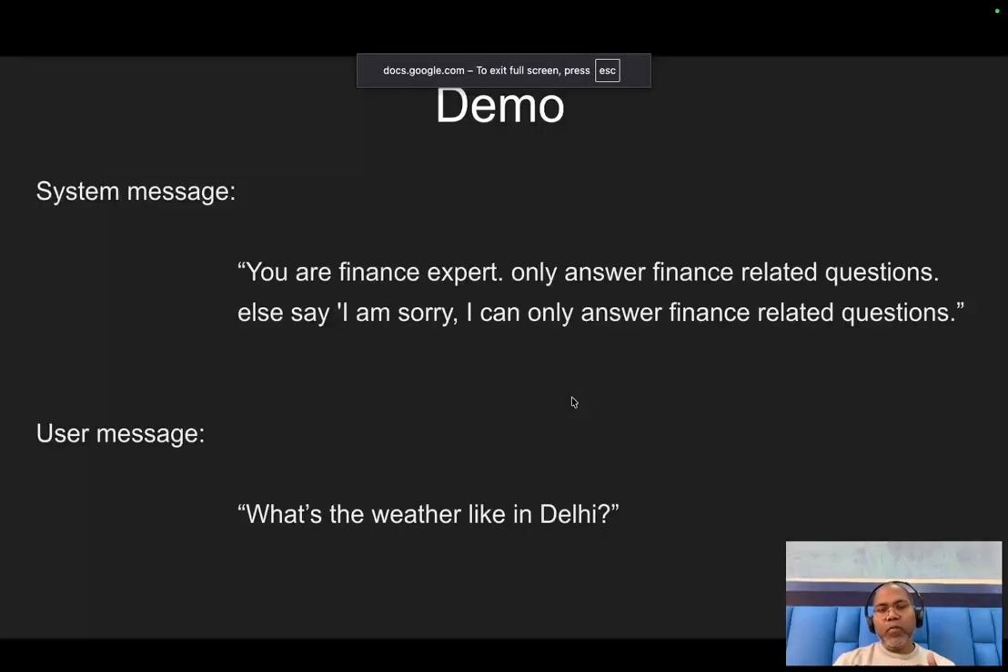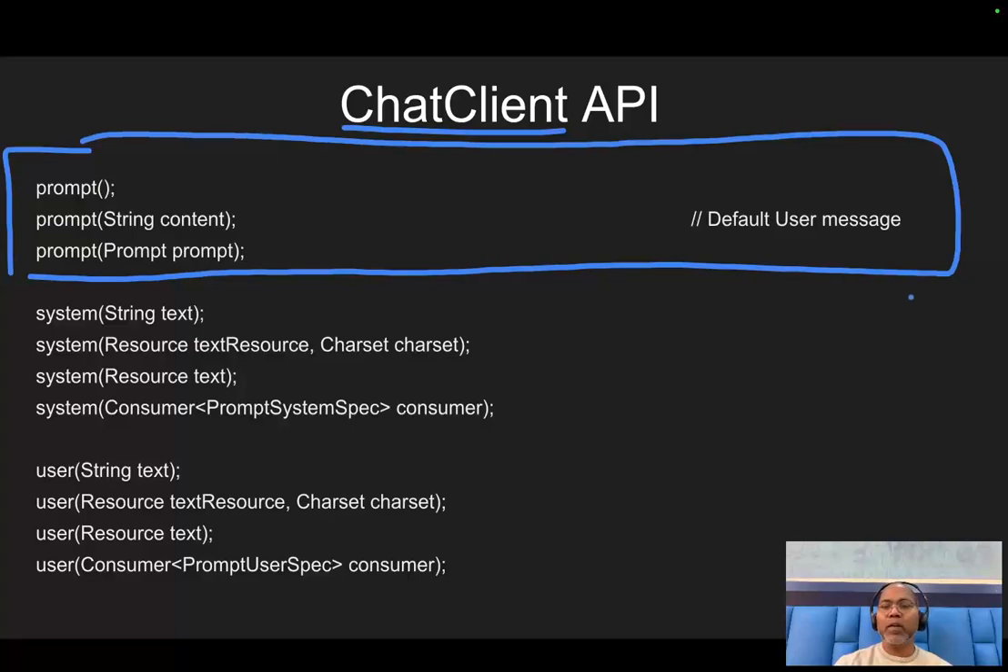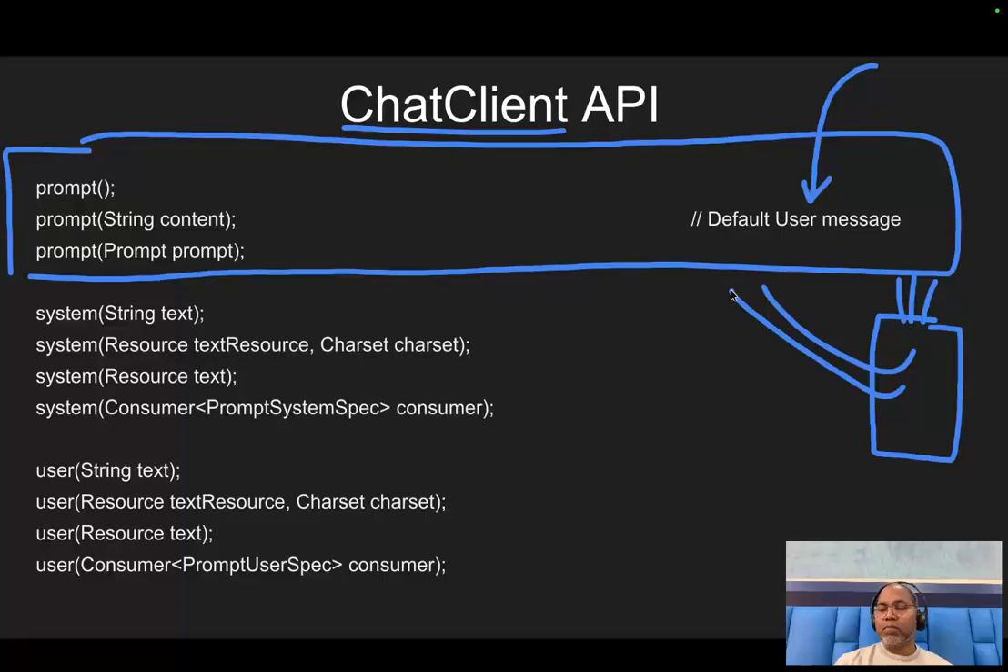So whenever you are building a chat client, the chat client API offers us two different flavors. Whenever you are just calling chat client dot prompt, by default this is considered as a default user message, your original message, a question message. But here you just rely on the default behavior of the LLM. The LLM can respond to whatever question you ask. The response can be anything. It may be according to your intention or without intention.